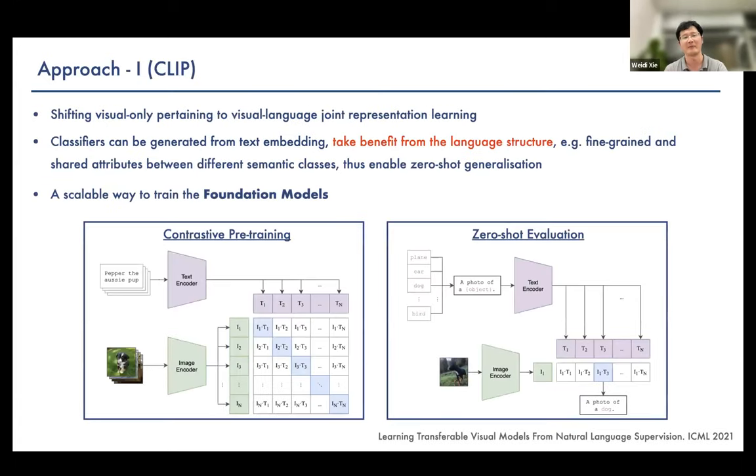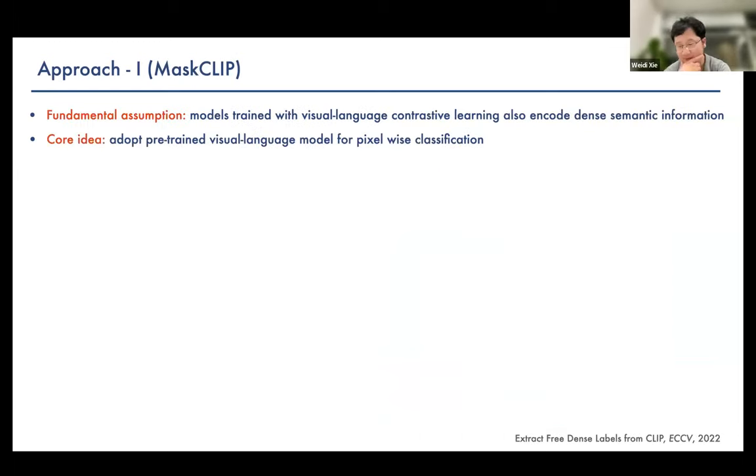Just to make sure we are on the same page, this is the CLIP model. It is trained with vision-language contrastive learning. The good thing is that the classifier can be generated from the text embedding. You can imagine the structure in the language has been inherited in the text encoder. The text encoder has already encoded a lot of fine-grained and shared attributes between different semantic classes, which is why it can do zero-shot generalization later. I think this gives the community a scalable way to train foundation models. And the first paper I'm going to talk about is how to use CLIP to do object discovery.